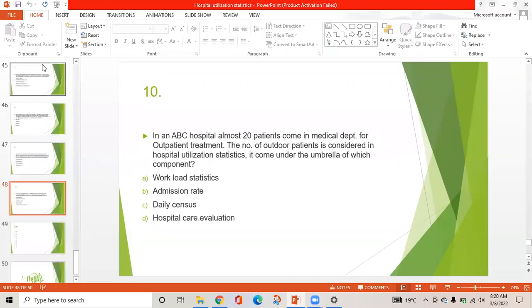10th MCQ: in an ABC hospital, almost 20 patients come in the medical department for outpatient treatment. The number of outdoor patients is considered in hospital utilization statistics. It comes under the umbrella of which of the following components? Option A, workload statistics. Option B, admission rate. Option C, daily census. And option D, hospital care evaluation.